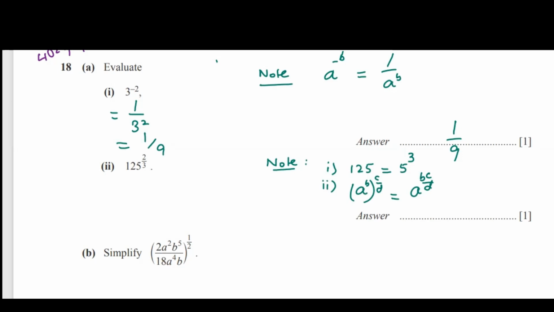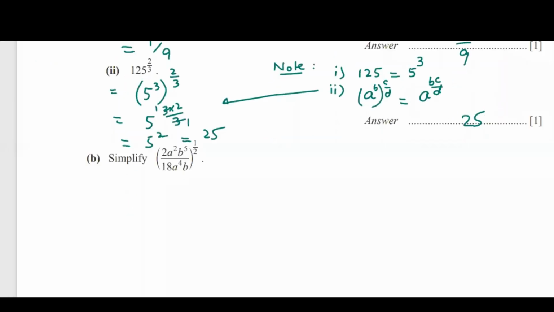Now start solving. 125 will be 5 raised to power 3, raised to power 2 over 3. Now according to the second point of the note, it will be 5 raised to power 3 multiplied by 2 over 3. Now cancel out the 3 on the 3. 5 is squared, the 2 on the 2. 5 squared will be 25 here. So your answer will be 25.